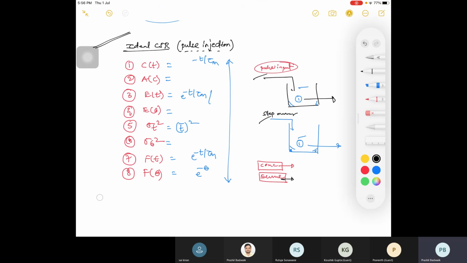So we'll start with our new topic, that is non-ideal reactors. In that we'll start with our PFR with pulse injection. We started with pulse injection. But before that, I would like to revise whatever we studied in yesterday's class. Can you please tell me what are your equations here? What is your C(t) curve? What is your area under the curve? What is your E(t)?